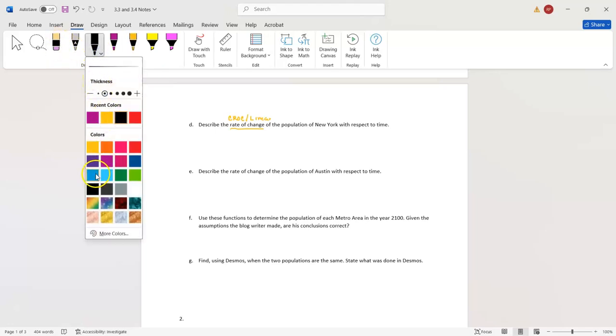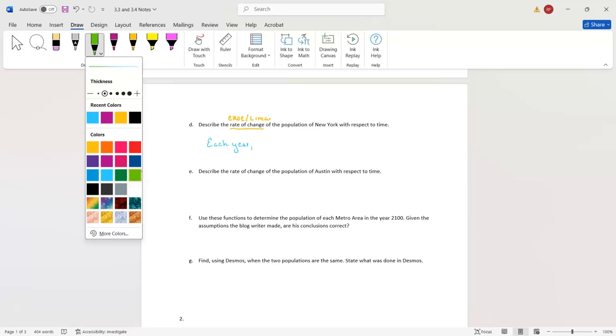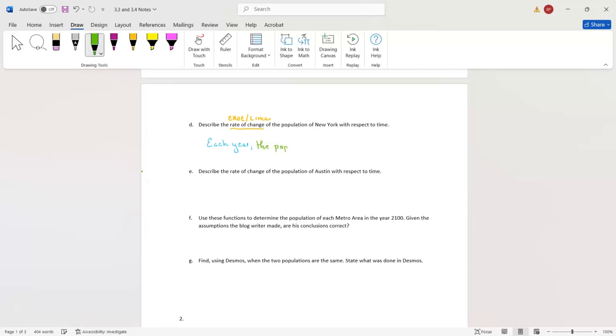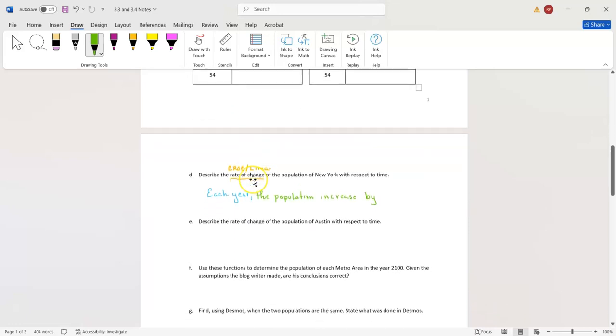So each year the population increases by, and now if we look back, we can see that it told us 0.07 million people. So again, we have an input part of our statement and an output part of our statement.